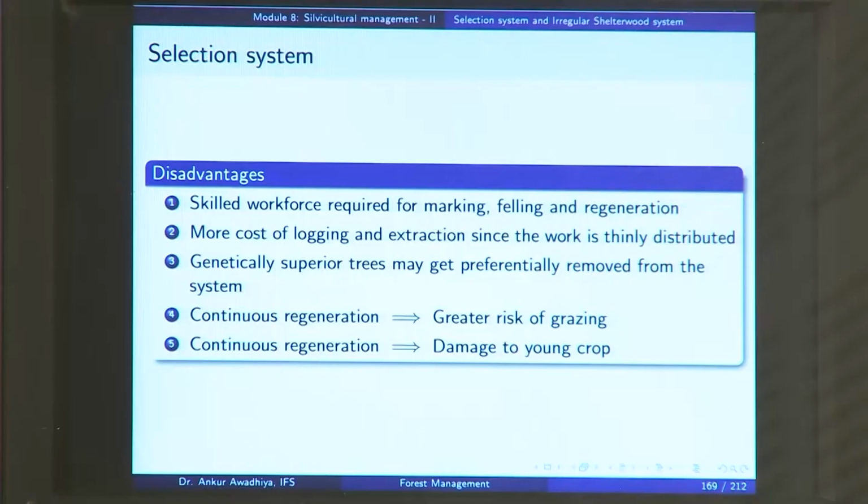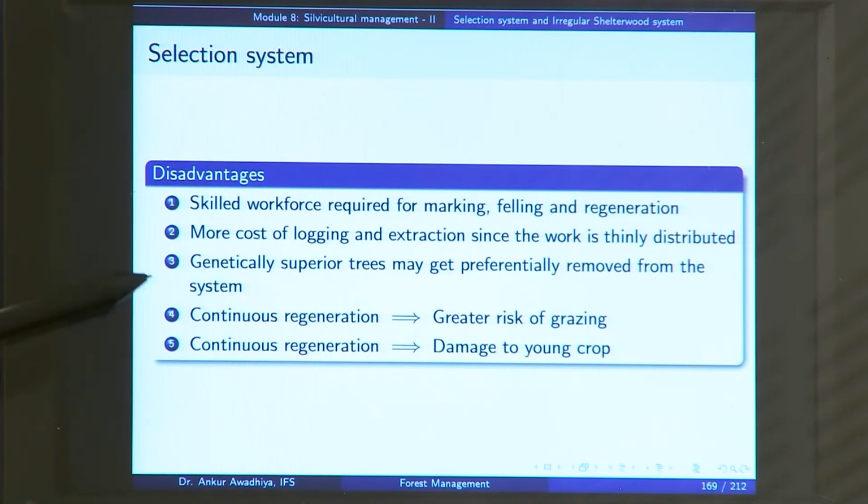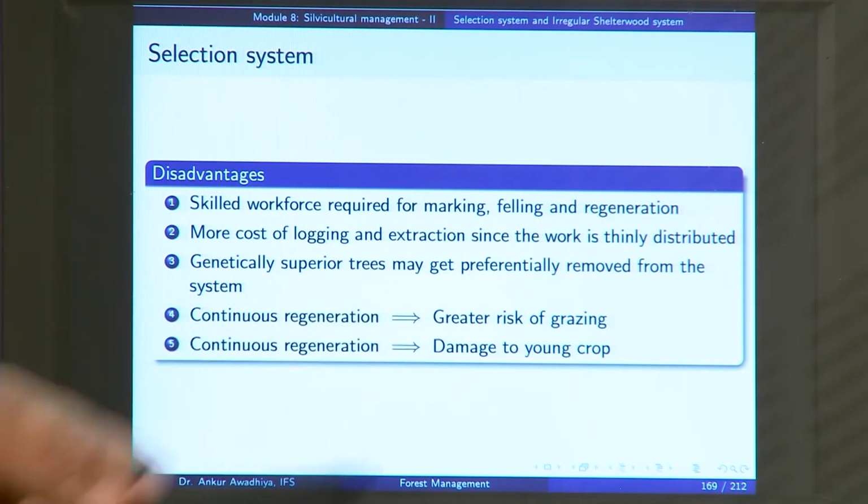Before it gets a time to produce sufficient number of seeds that would be having the superior genetic qualities, the tree is felled. So, there is a chance that the genetically superior trees may get preferentially removed from the system. Then also, because you have a continuous regeneration throughout the forest, at all times you are having the young crop that is there in every portion of the forest. Now, if you have more and more of young crops, there is a greater risk of grazing, because you will not be able to protect each and every portion of the forest, and because you are having the young crop everywhere, there is a greater risk of grazing.